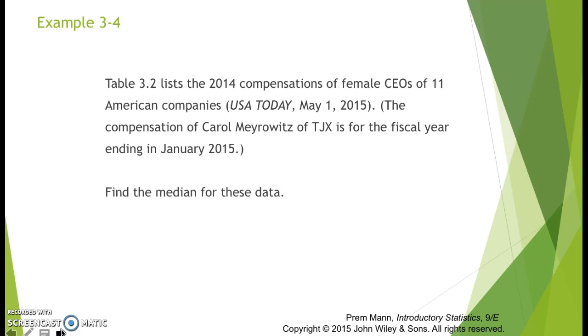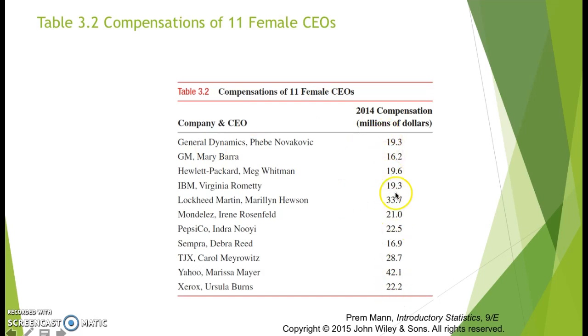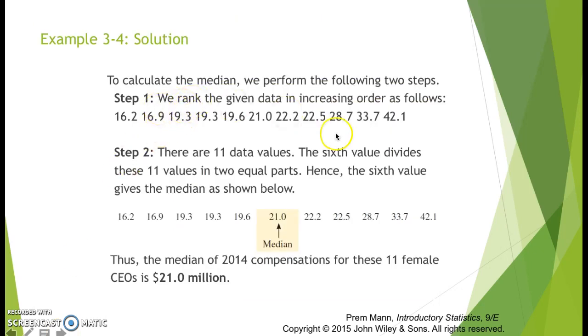So here is an example. We have a list of compensations of female CEOs of 11 American companies, and we want to find the median. Now this is an odd number of values, so we're going to be able to rank them, right? And then we'll find the one in the middle. So there they are. Rank the data in increasing order as follows. Here they are. There are 11 values, so the 6th value divides these 11 values into 2 equal parts. Hence, the 6th value gives the median as shown below. Here it is. Okay, so the median compensation for these female CEOs is $21 million.